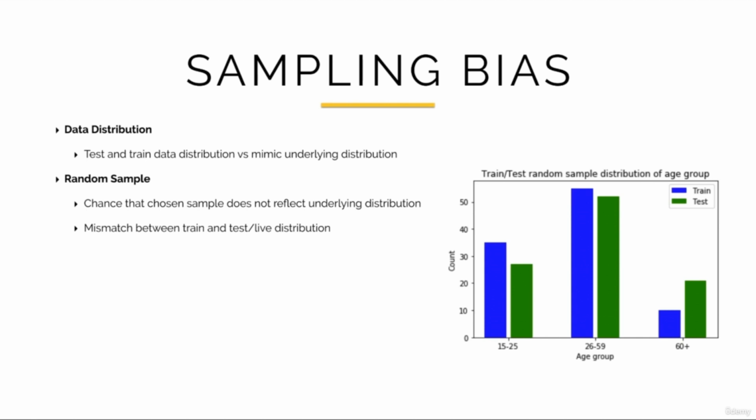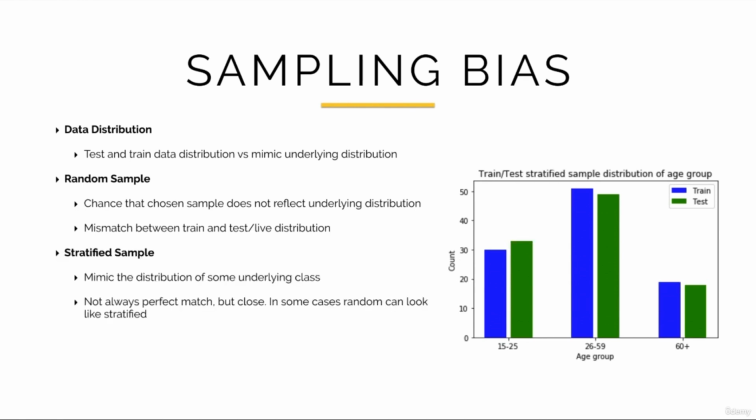But then when it's being tested against, it actually has to evaluate a lot of the 60 plus age group thoughts, and it's not properly prepared for that. There's a disproportion in the amount of training relative to the other age groups that we've done in the training versus the amount of testing that's being done. And this can have significant consequences on the performance of your machine learning algorithm. So what you can do is something called stratified sampling, where you're trying to mimic the underlying distribution.